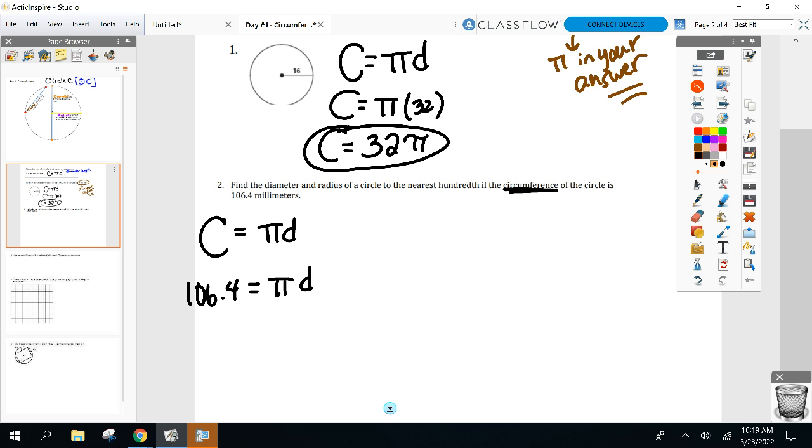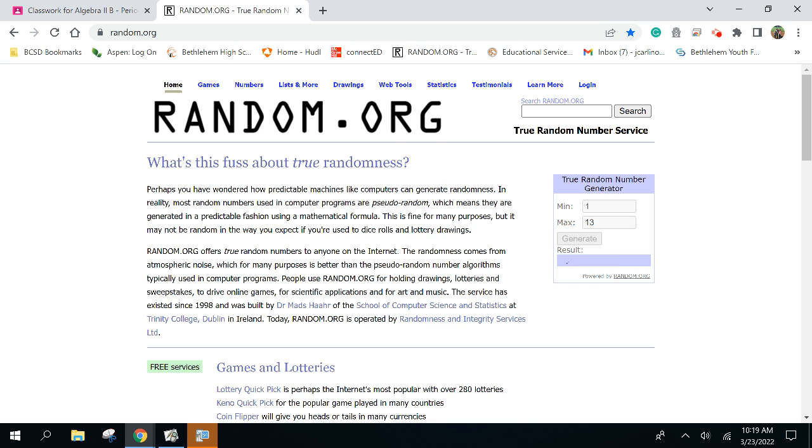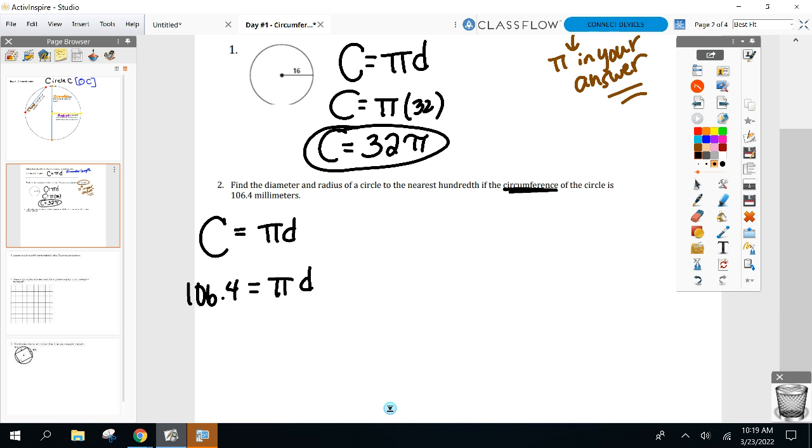How do I solve for diameter now? What are you doing on both sides that gets d by itself? What do I got to do with that pi? Okay, here we go. Divide by pi. Quick peek at the directions. Did it say leave your answer in terms of pi? No, it said leave your answer to the nearest hundredth. So let's go to the calculator now.